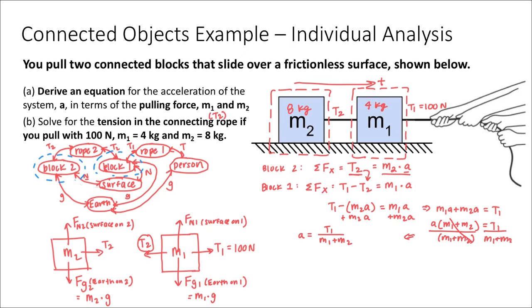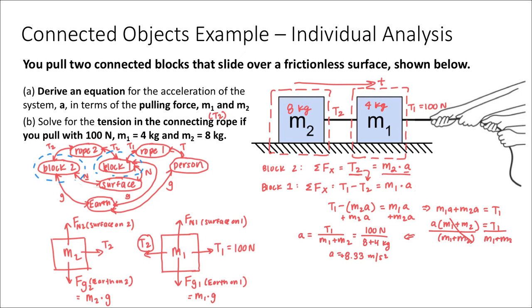So in this case, if I were to solve numerically for the acceleration, that would be 100 newtons divided by the sum, which is in this case 8 plus 4 kilograms, giving me an acceleration value of 8.33 meters per second squared. And that's a positive, which is what we expected. It is accelerating in the positive direction.